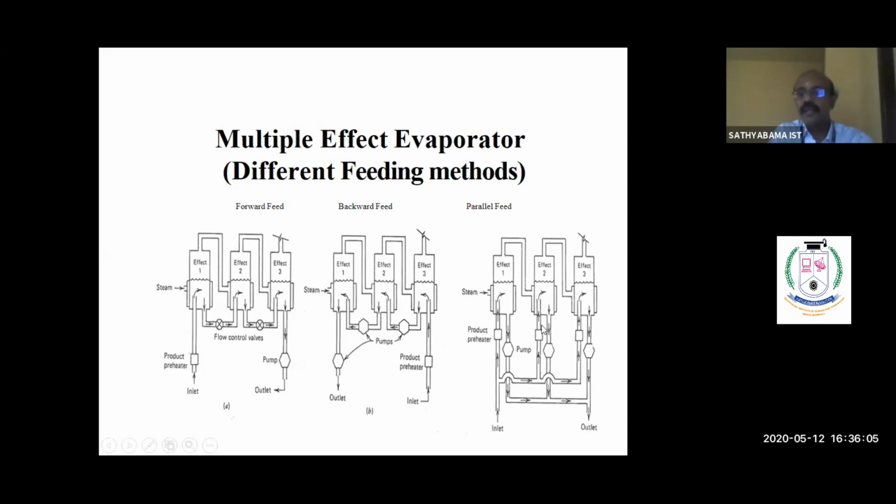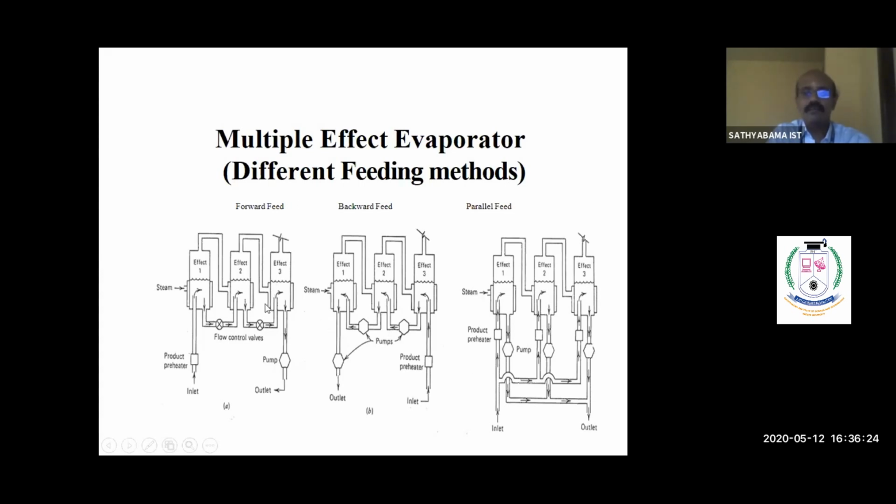Then coming to the parallel feed, see here the inlet is given in the first effect, then the product is obtained via the pump and it is transferred to the second effect. So from each effect you can withdraw the product. So that is the difference between forward, backward and that of parallel feeding.